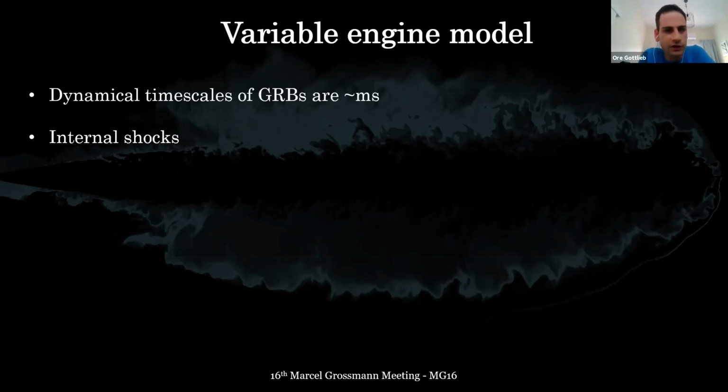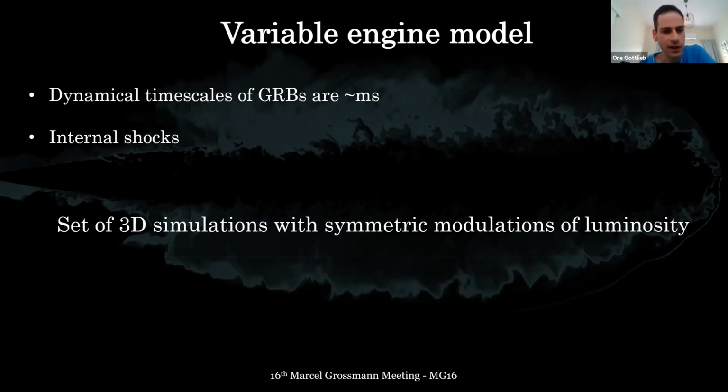Therefore, this model, together with the fact that it naturally leads to the formation of internal shocks that can account for the variability, is motivated. And what we would like to see is, by carrying out a set of 3D simulations of intermittent jets, whether this model can also explain all the observables. So we consider, due to numerical limitations, only time intervals of 0.1 second or more.